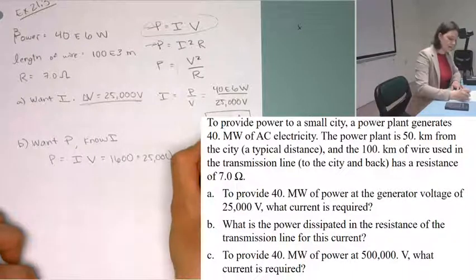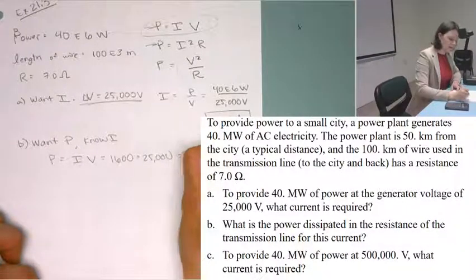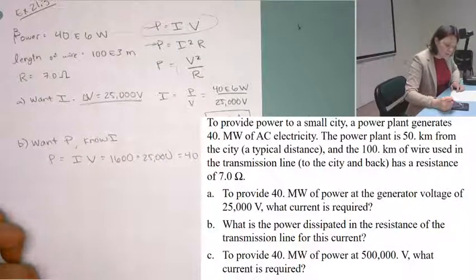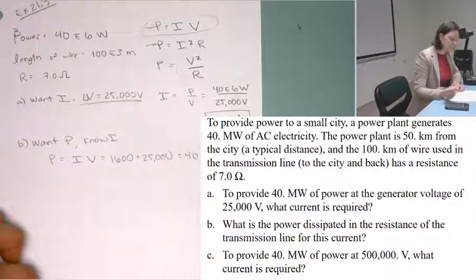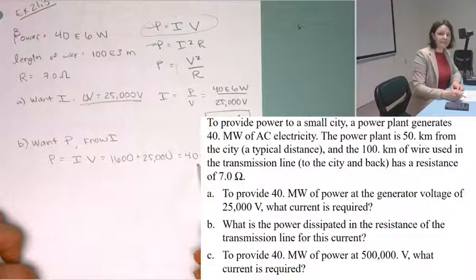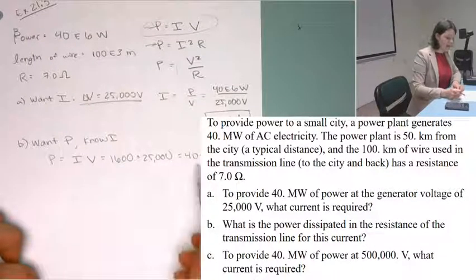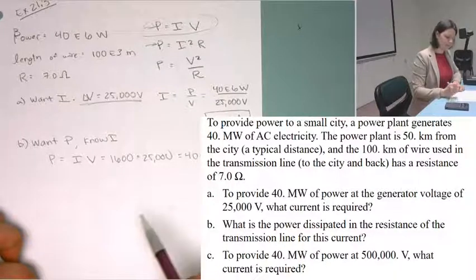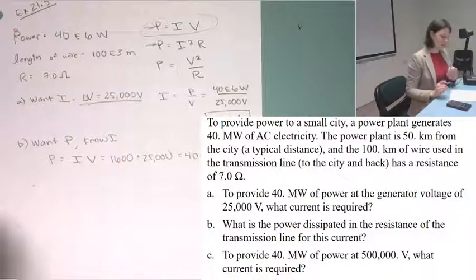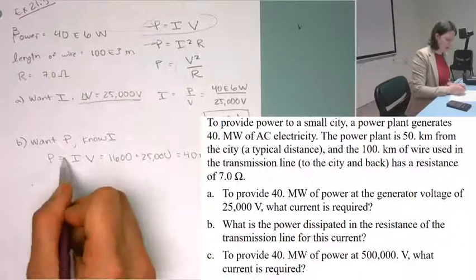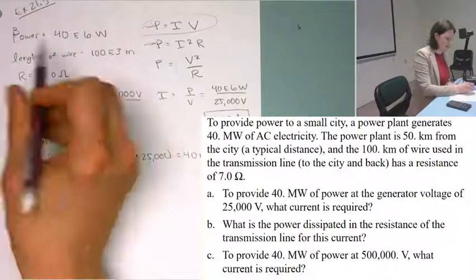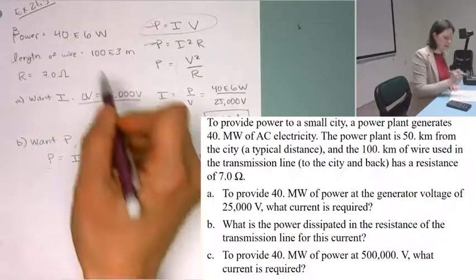And that is 40, 1, 2, 3, 4, 5 times 10 to the 6th watts. And I've specifically written it this way because, oh, something is not right. This is the power coming from here, and this is all of it.